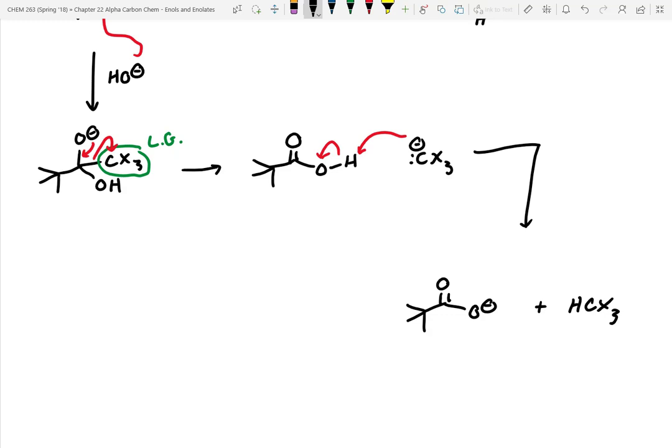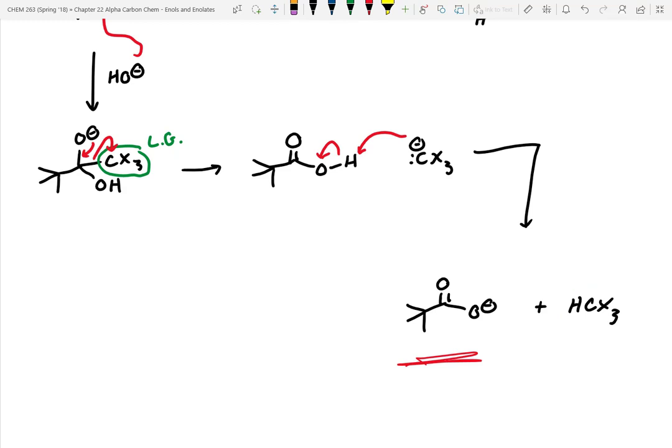HCX3. The neat thing is, if you use iodine in this reaction, this actually forms a solid precipitate in the solution, where your carboxylate will stay in solution because it's water soluble, right? Most carboxylate salts are water soluble. So if this precipitates out, that gives you a positive indication that you've got a methyl ketone. Prior to NMR, this was a really quick and simple way of determining if you had a methyl ketone. You didn't have to go out and hunt down equipment. However, you can do this with bromines and chlorines.